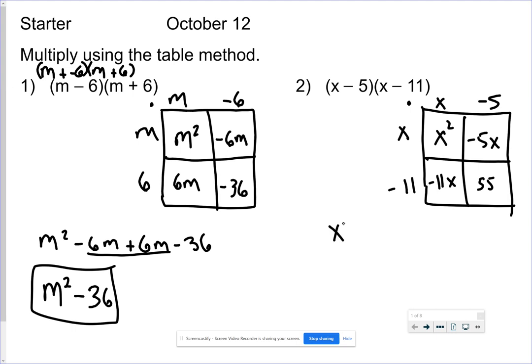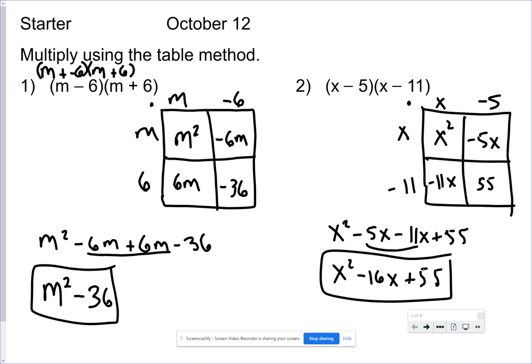So we have x squared plus negative 5x plus negative 11x plus 55. Again, notice the two that are going together are right here. They are like terms. Negative 5 and negative 11 add up to negative 16. And we have our answer. That's how the table method works. Now, we are going to use this table method to help us with factoring. So here we go.